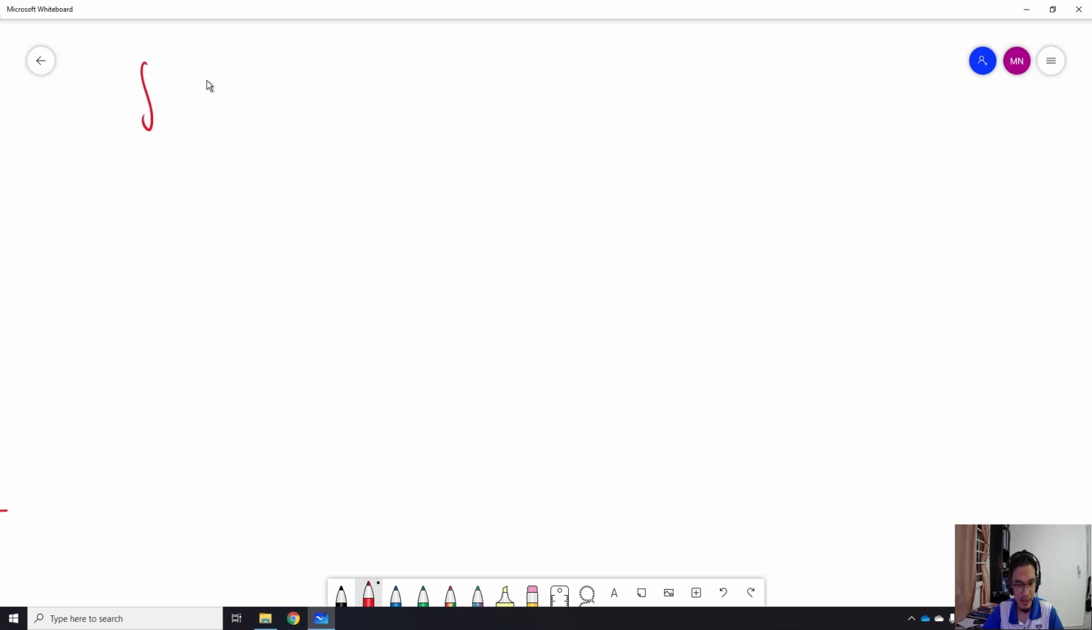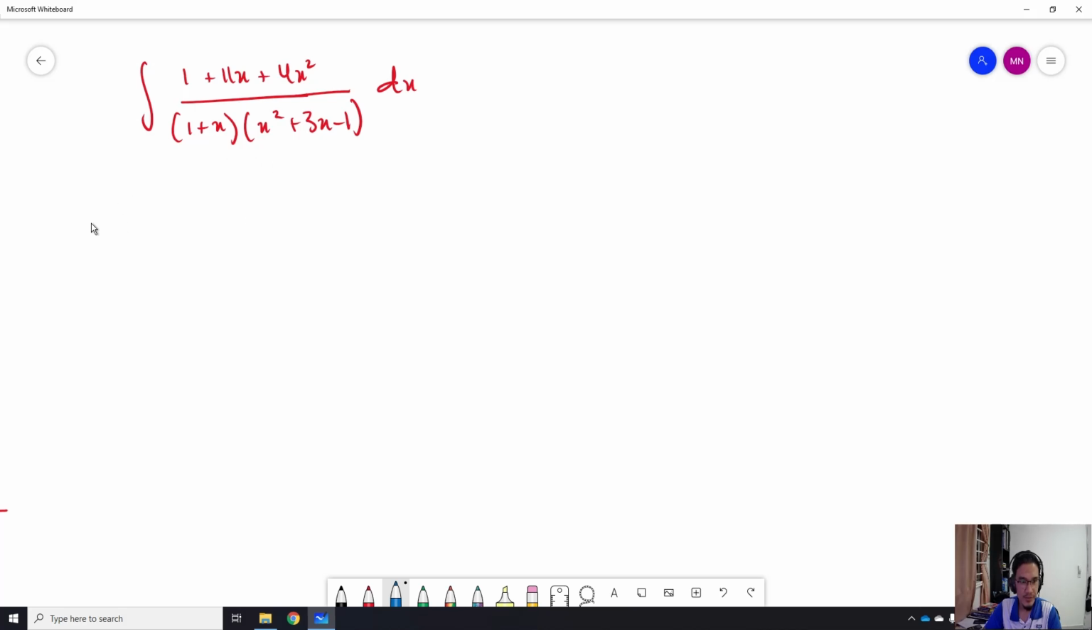Okay, for our example number 3, that is still in the part of partial fraction. Integration of 1 plus 11x plus 4x squared over 1 plus x squared plus 3x minus 1 dx. Okay, for this one we look at the denominator. The degree of the denominator is higher than the degree of the numerator, so there is no need for us to do long division. So from here we can directly go to partial fraction.